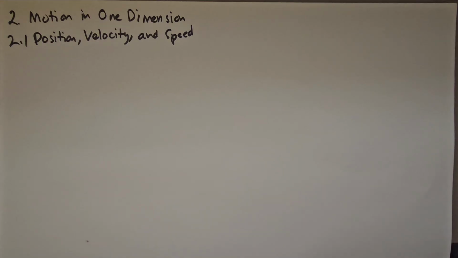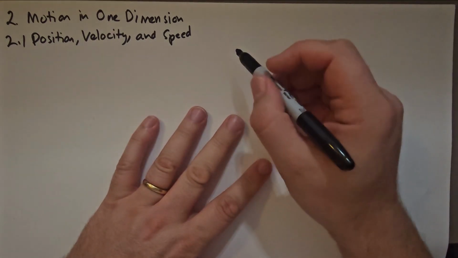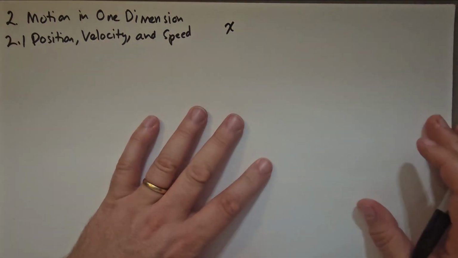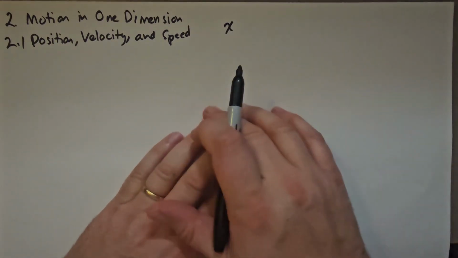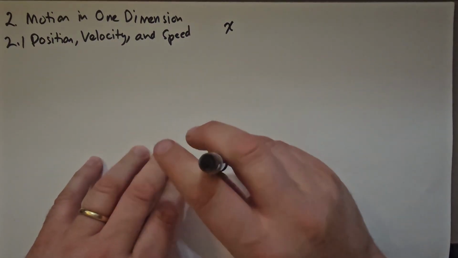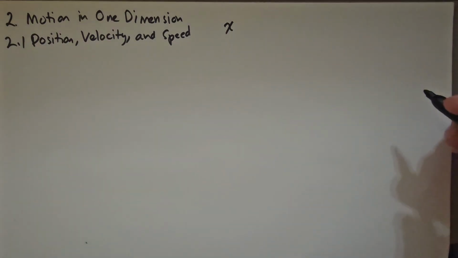So when we're dealing with motion in one dimension, we're going to talk about one of the dimensions. We're going to call it the x dimension. And that could be left and right, or it can be up and down. It can be even in and out of the page, right? But x is just one of the dimensions. There's y and z as well.